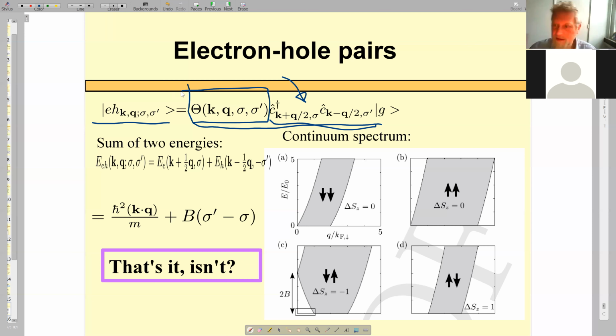Well, what would be the energy of the state? Nothing fancy. It's just the sum of electrons and holes, right? Kind of we create these electrons and holes. They're not related. They just go far from each other. They don't interact. So the total energy of this excitation is the sum of electron and hole energies.